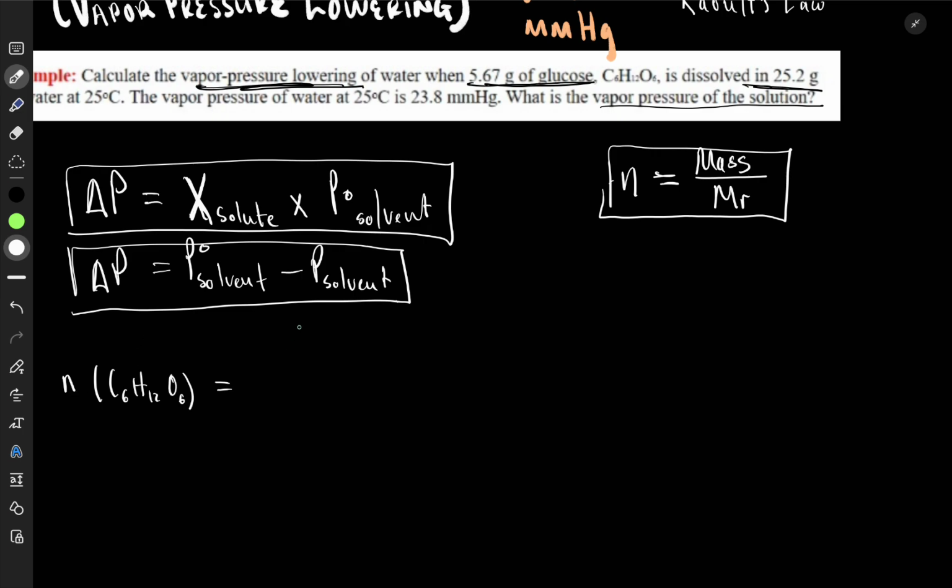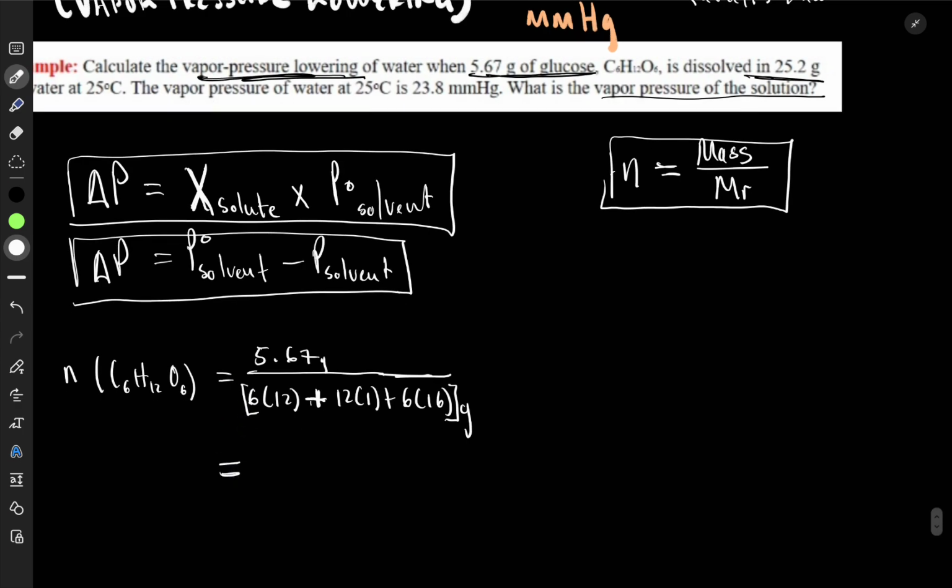So what is the mass? We've been told we have 5.67 grams over the molar mass. We have 6 carbons. You check on the periodic table, the mass is the bigger number. Carbon has a mass of 12, and we have 6 of them, so 6 by 12. Plus hydrogen has a mass of 1, so 12 by 1. Plus oxygen has a mass of 16, so 6 by 16. These are all grams, and we can get our number of moles.